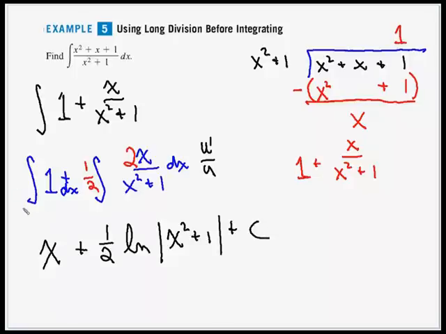You know, technically when we integrated the first piece, there would be a plus c. We integrate the second piece, there's a plus c. But an arbitrary constant plus another arbitrary constant is just another arbitrary constant. So we're left with x plus 1/2, the ln of that quantity.